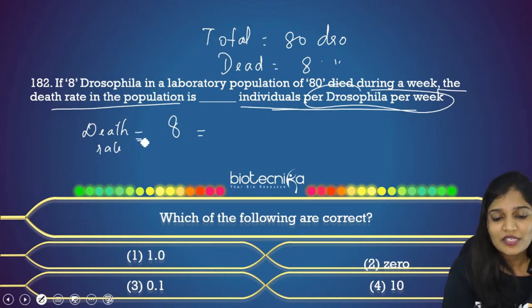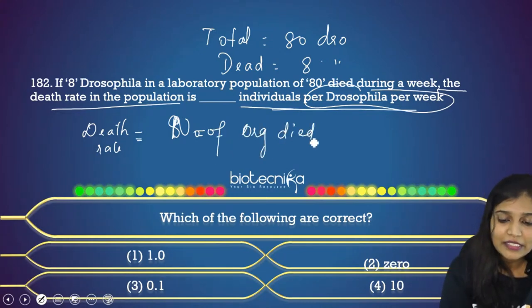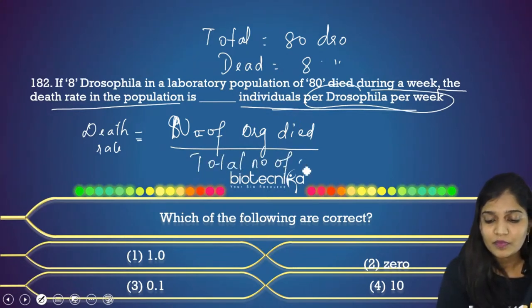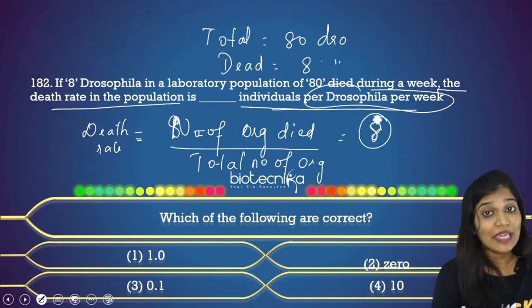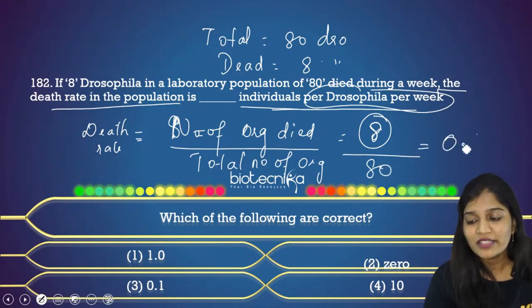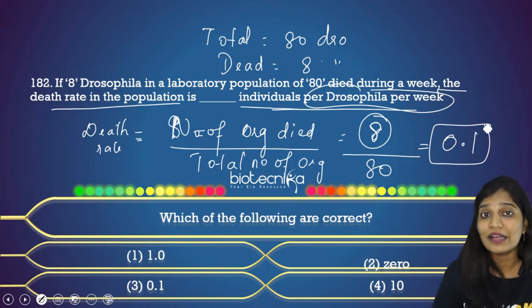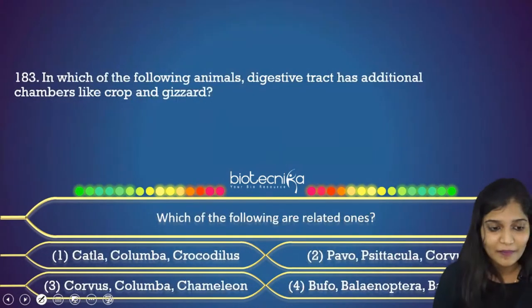So you have to just take the number of Drosophila or organisms died divided by the total number of organisms. That's all. So the dead ones are going to be 8. Total ones are going to be 80. So it comes around 0.1. So 0.1 individuals of Drosophila is dying every week is going to be the answer. So the answer for this question is option number 3, which is 0.1.